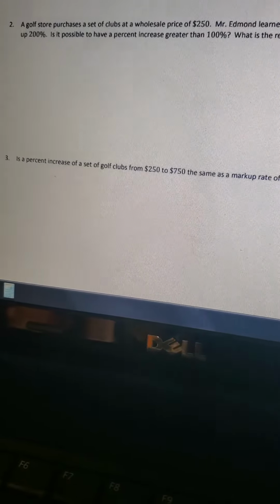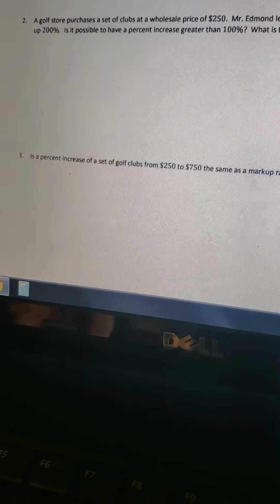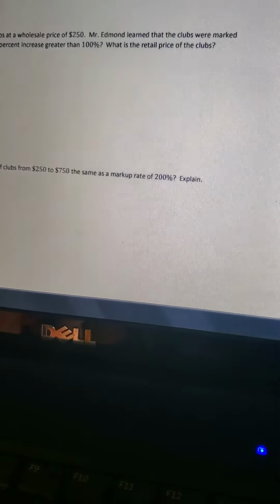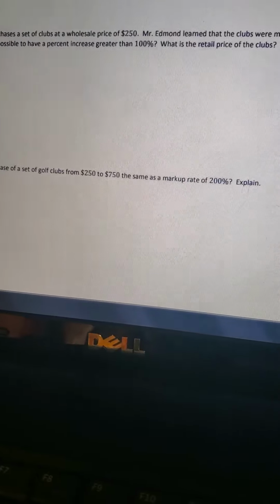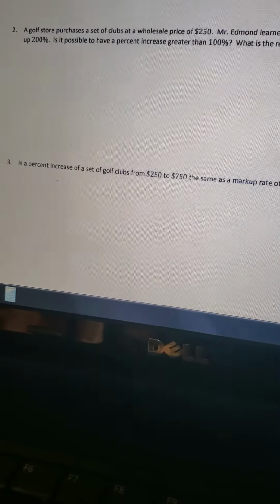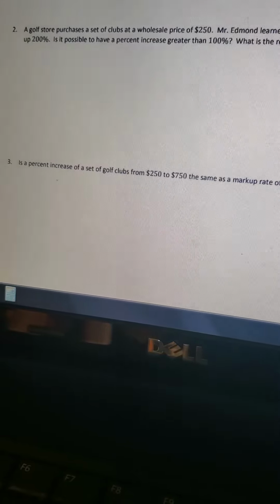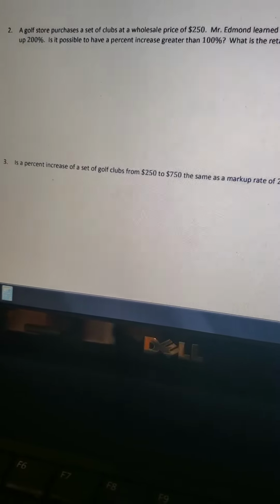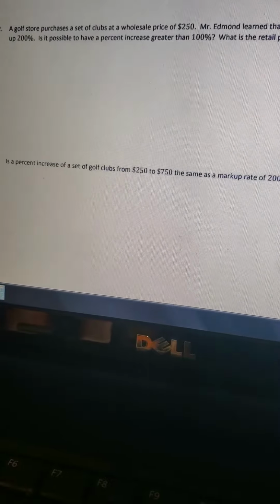But it's important to remember that since this is an increase of a markup, the wholesale price, what the store paid, is $250. They're going to mark it up 200% above what they paid for it. So go ahead and figure out what the price of the golf clubs are if it's marked up 200%.